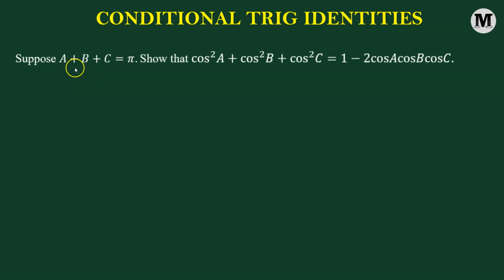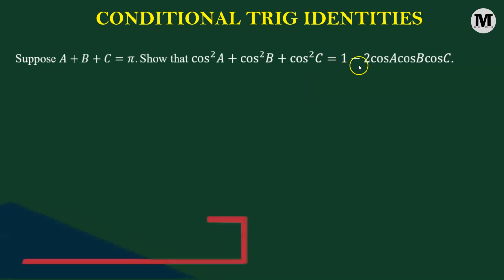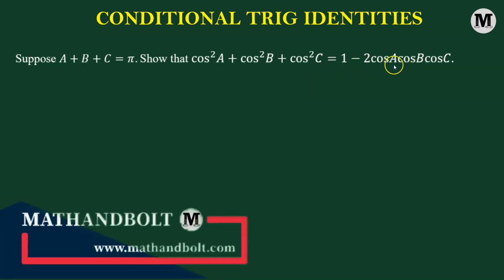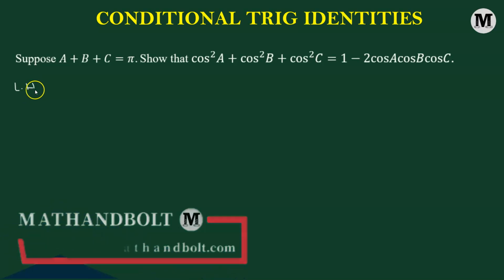A condition is given to us that the sum of A, B and C is pi radian. We need to show that cosine squared A added to cosine squared B plus cosine squared C equals 1 minus 2 times the product of cosine of A, cosine of B and cosine of C. Okay, let us begin. We'll start our proof from the left hand side.